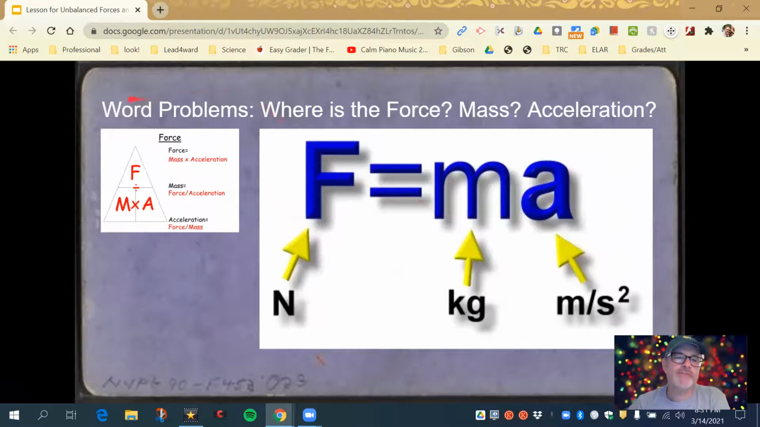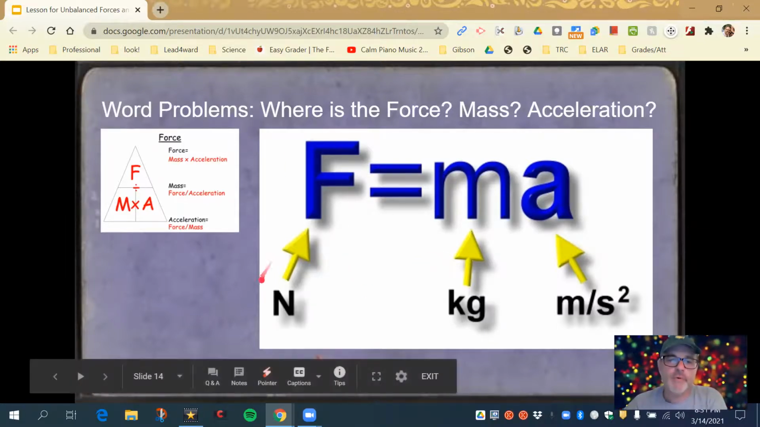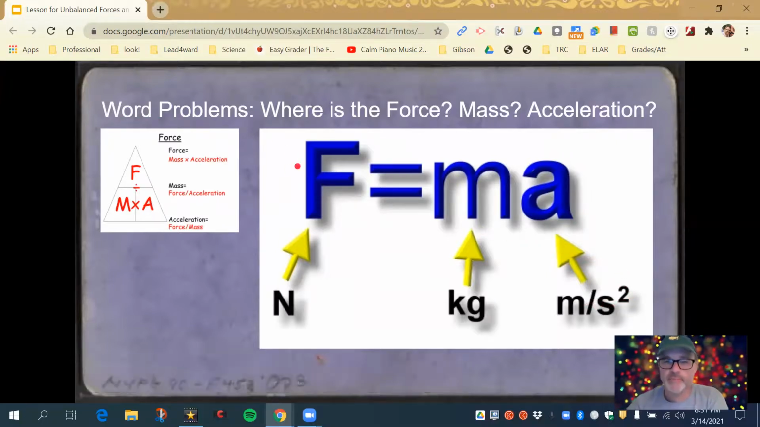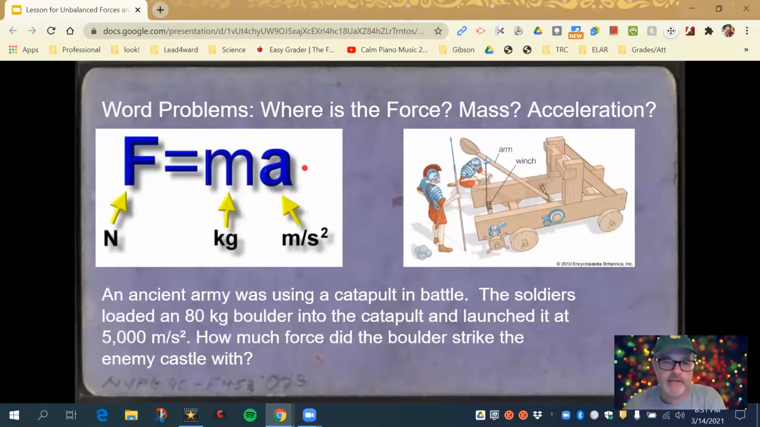Okay, but you're going to be given some word problems, and they might not tell you, hey, this is the force, this is the mass, and this is the acceleration. So how can you make sure that you're using the right numbers in the right place? Here's how. Anytime they give you force, it will be given with an N for newtons, okay? Anytime they give you the mass, it will be in the unit kilograms. And anytime they give you the acceleration, it'll be in m/s squared, meters per second squared. So that's how you know you can look in the word problems and get the right numbers and plug them in the right place. Let's look at an example.